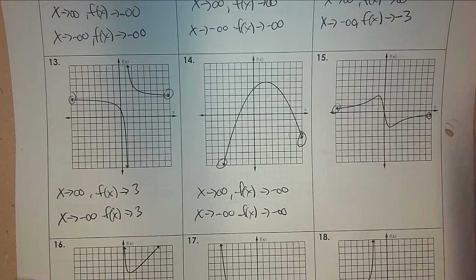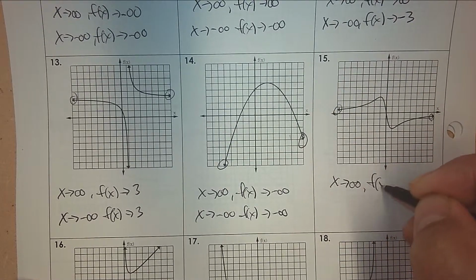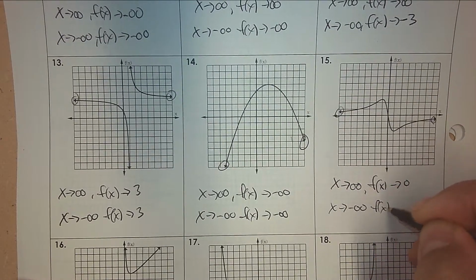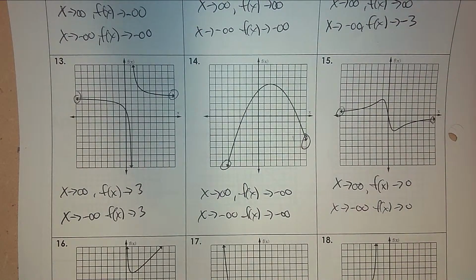It's actually going to get closer and closer to 0. So as x approaches infinity, the function is approaching 0 from the right, and as x approaches -infinity from the left, it's also approaching 0. So as we put in large numbers, it's getting closer and closer to 0. 16.